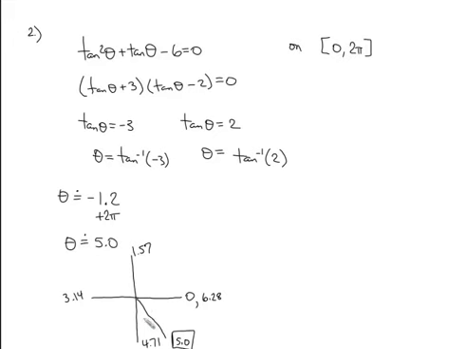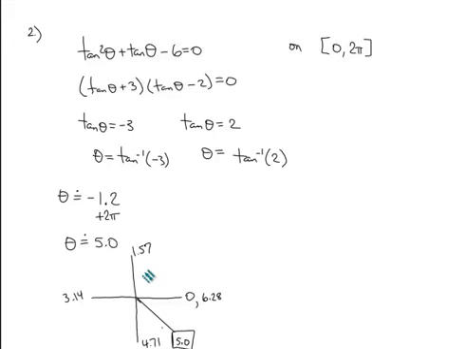Let's make this look a little bit cleaner. Let me do it this way. The question is, where else is tangent going to be negative? Well, remember that tangent is negative wherever sine and cosine have opposite pluses and minuses.